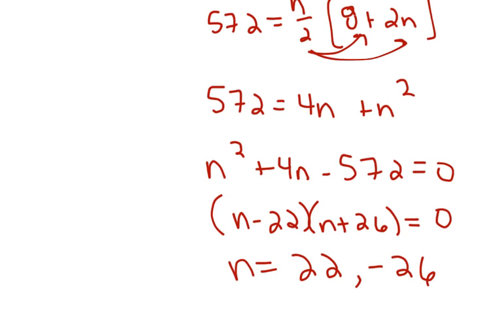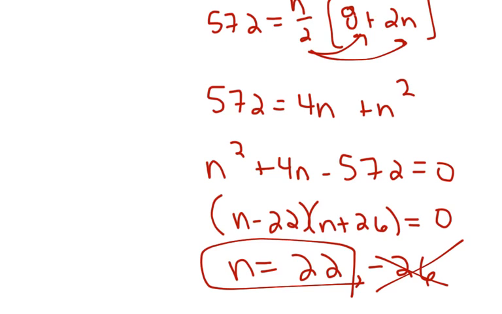Well, here's the thing. n is the number of terms. You can't have a negative number of terms. The number of terms n will always be positive, and it will always be an integer. So the only possible solution would be 22. So you would have to add 22 terms together in order to get a sum of 572.